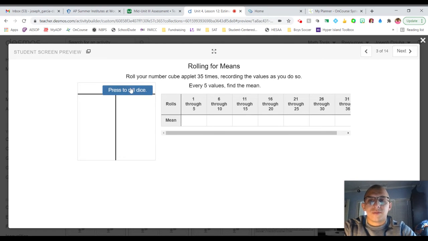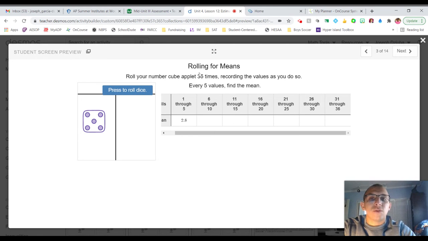So as you can see here, we will roll our dice and it will generate a value for us. Every 5 values, find the mean. So when we say 1 through 5, those are your first 5 values. So I would have 4, 2, 1, 2, 5. So 4 plus 2 plus 1 plus 2 plus 5 is going to be 14, divided by 5, which is going to be just under 3. So we can say 2.8. Right, so for those first 5 rolls, my average value on the dice was approximately 2.8, almost 3.